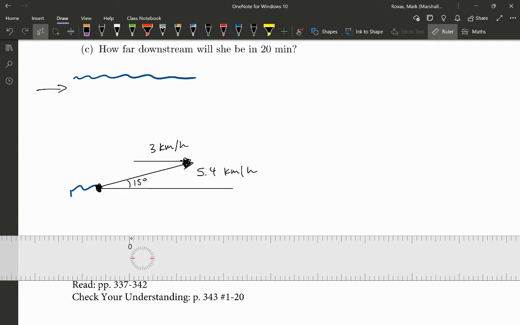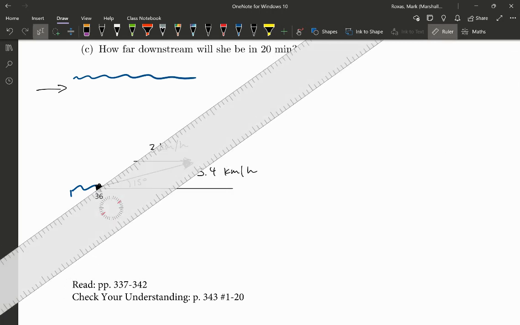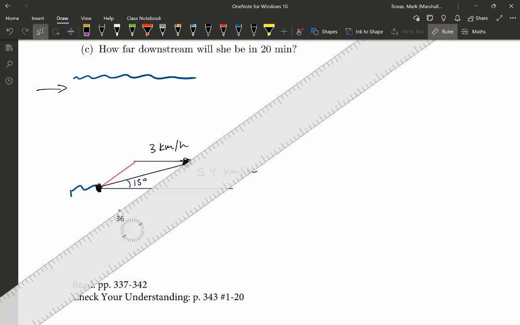All right. So then the question is, if 5.4 is the resultant velocity, meaning after you take into consideration where the canoe is paddling and the river flowing, then what I'm looking for is this vector over here. I'm going to draw it in. I'm looking for this vector right there, that red vector.